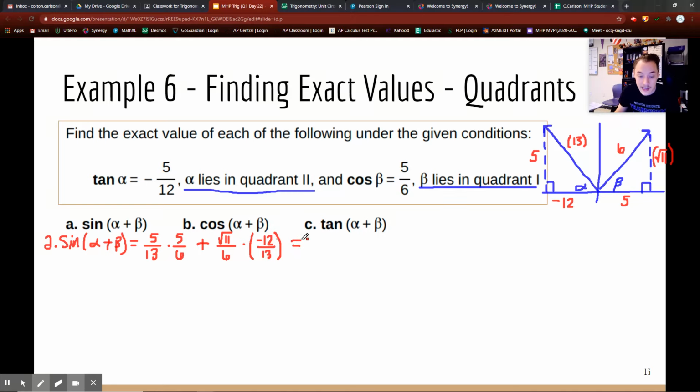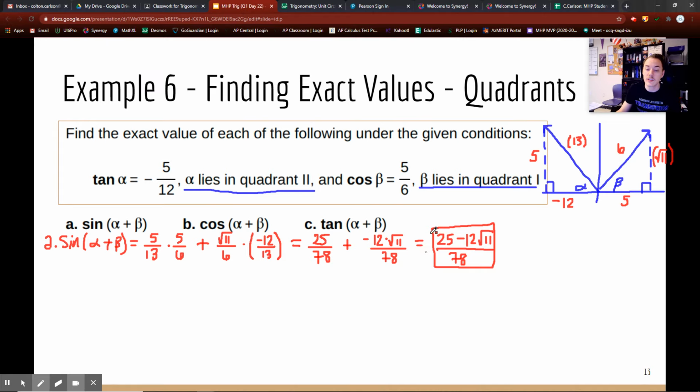Okay? So when I multiply them together, 5 times 5 is 25, so I'm going to take that. And then 13 times 6 is 78. Okay? 13 times 6 is 78. Now plus, I have a negative here, so this is going to be a negative 12 times radical 11 all over, and then, of course, 78. You see how this can get sloppy really quick? And then when I add these two together, what I get is 25 minus 12 times radical 11 all over 78. Okay, this is my sine of alpha plus beta. So far.